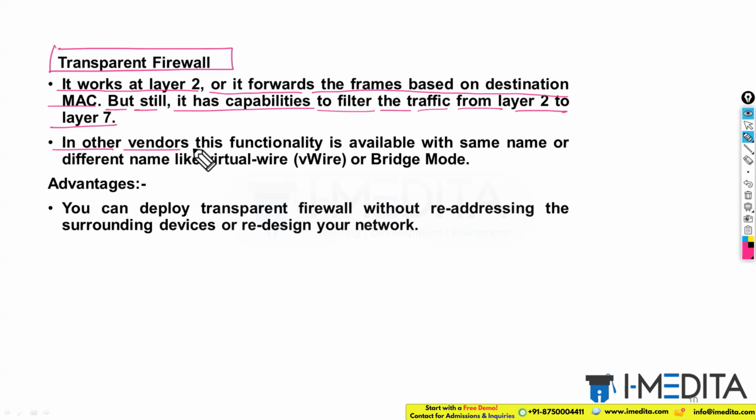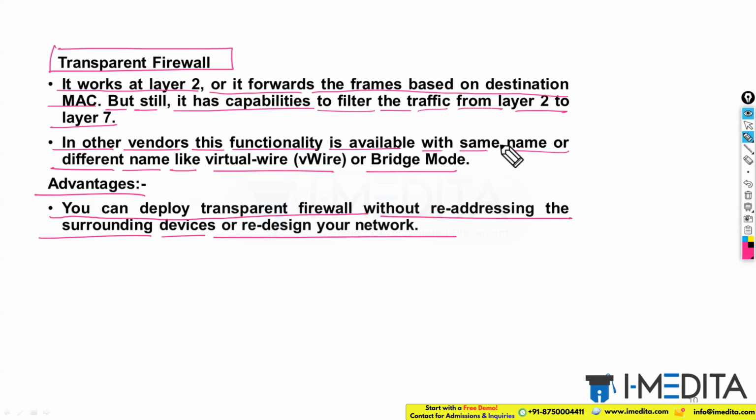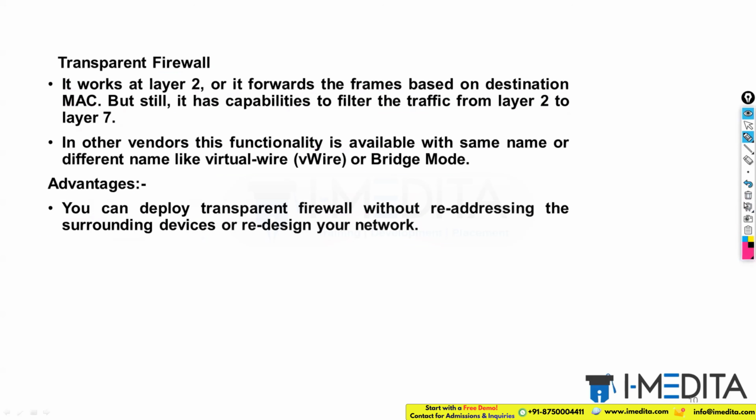In other vendors, this functionality is available with the same name or a different name like virtual wire or bridge mode. Advantage: with the help of a transparent firewall, you can deploy it in your network without readdressing surrounding devices or redesigning your network. Without changing the network, we can deploy a transparent firewall in our network. This is the advantage of a transparent firewall.